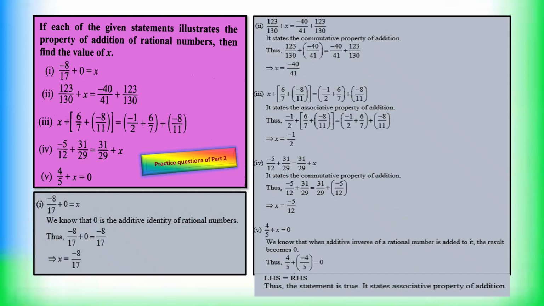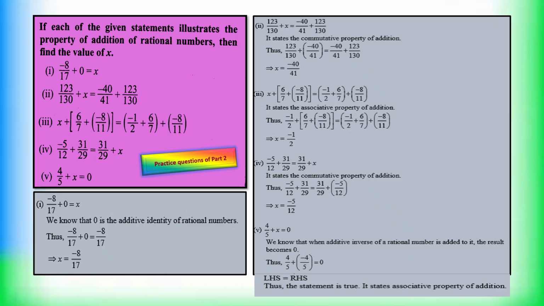Till now, we have seen how to use the law to verify the given mathematical statement. Now, a statement is given which is an illustration of the law. But that statement has one unknown number. As we are aware of the law and the properties, we need to use it here to find the value of this unknown number x. So let's see, first one.